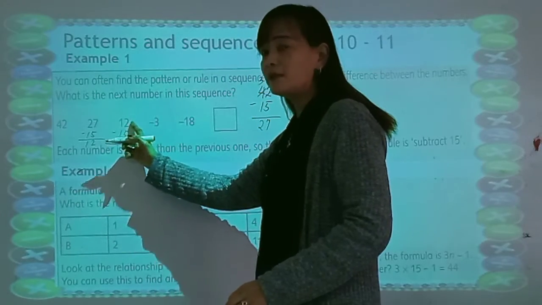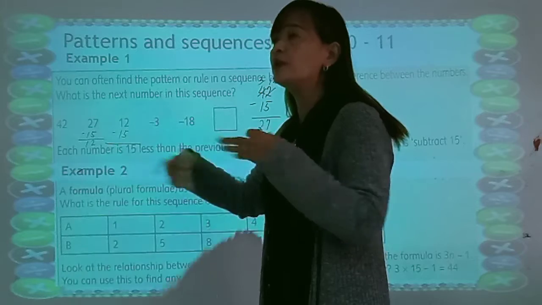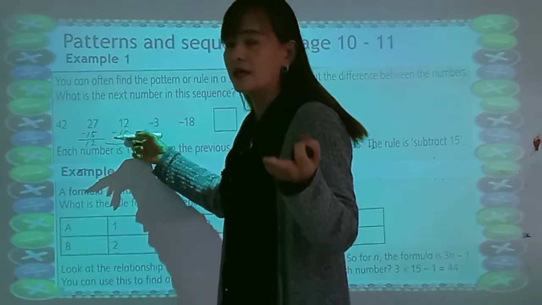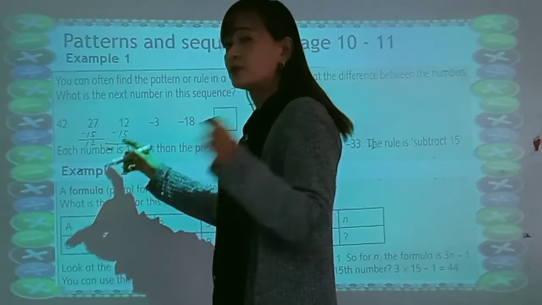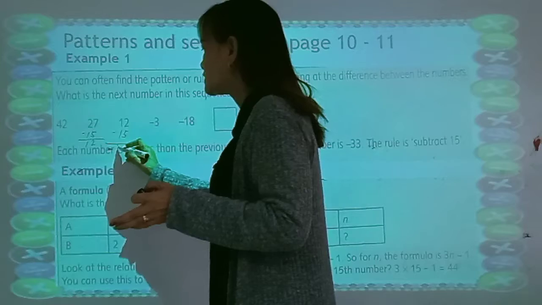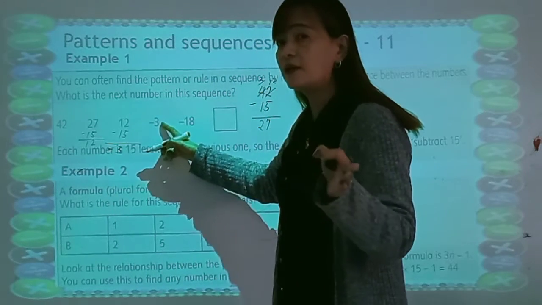Since this is positive and this is negative, okay, unlike sign, so we need to subtract. Since that negative 15 is the greatest absolute value, our sign is negative. So we need to subtract: 12 minus negative 15 will give us negative 3. Therefore, the fourth term is negative 3.